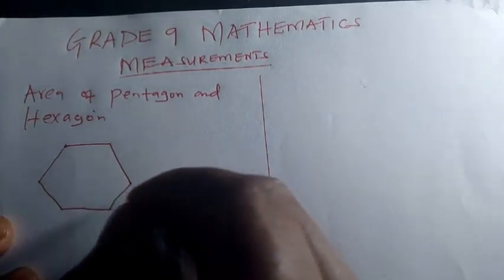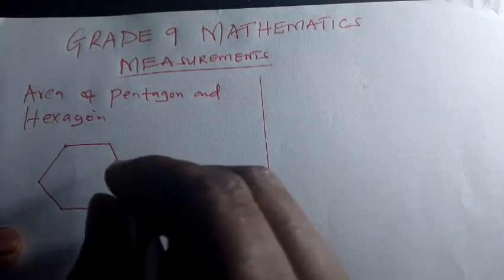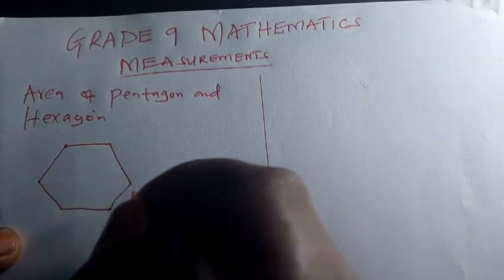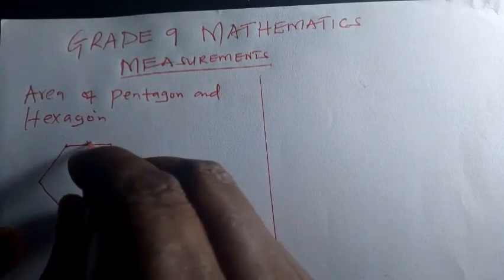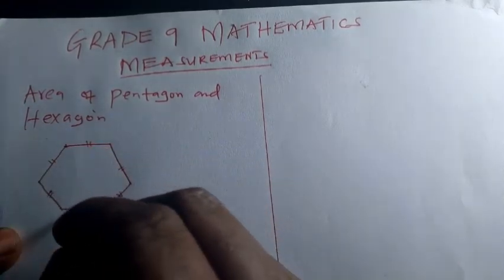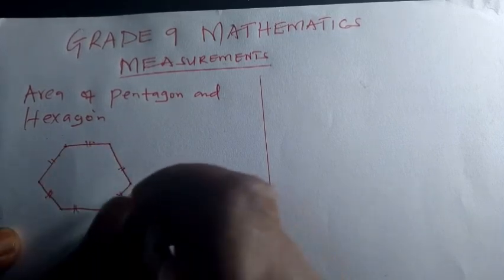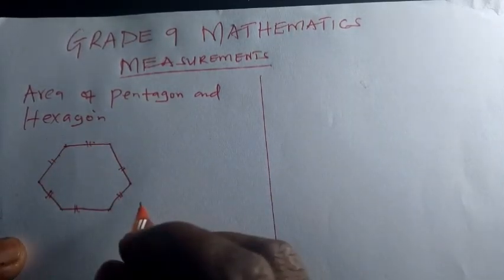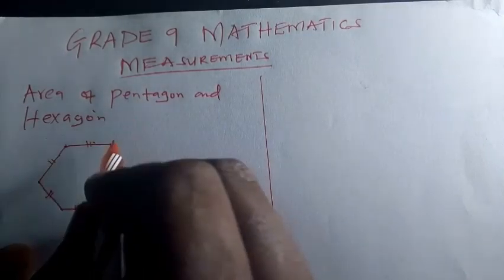So when you count these sides, they must be equal. They are equal. When I'm drawing, they might not be equal, but assume all of the sides are equal. So this side and this side, all of them are equal. So we start 1, 2, 3, 4, 5, 6. This is the hexagon.